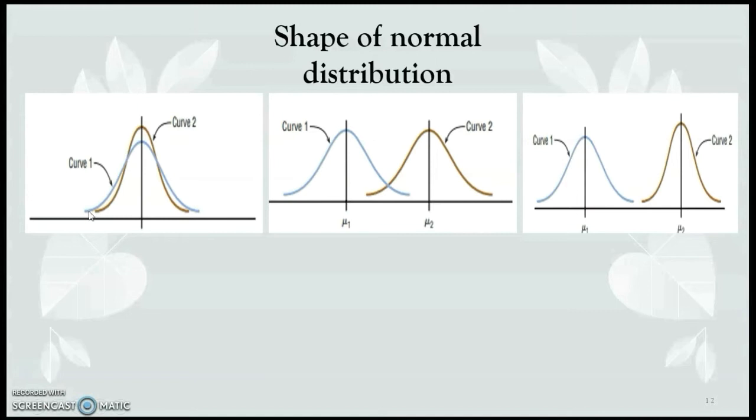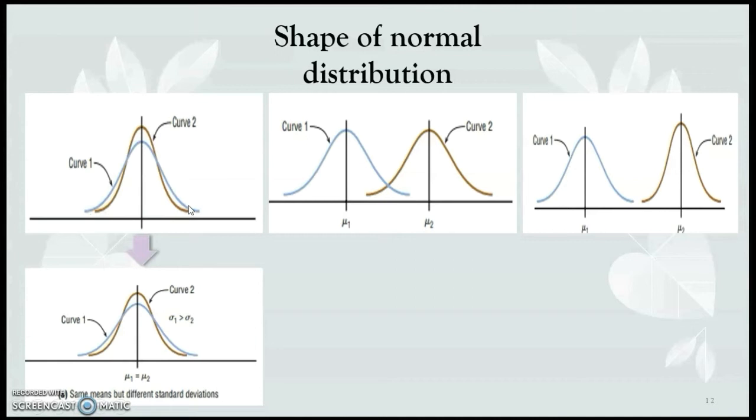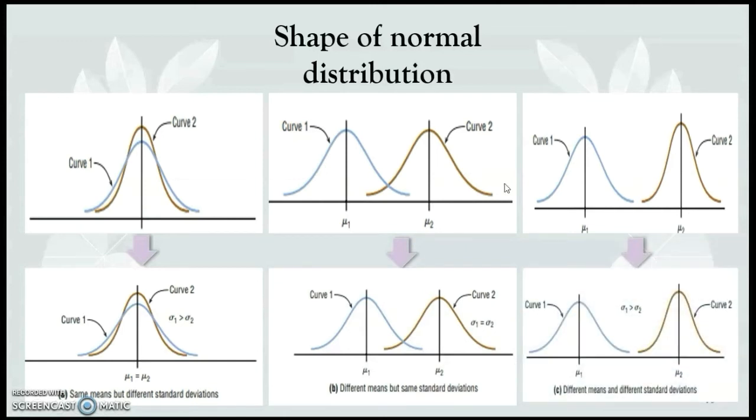For the first picture, as you can see, the 2 curves lie on one center. It means they have the same mean but different standard deviation, since curve 1 is more spread out than curve 2. The standard deviation of curve 1 is greater than the standard deviation of curve 2. For the second picture, they have the same standard deviation but different mean. Then for the third picture, they have different mean and different standard deviation, since the standard deviation of curve 1 is greater than the standard deviation of curve 2.